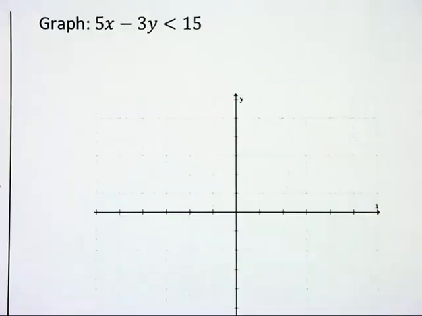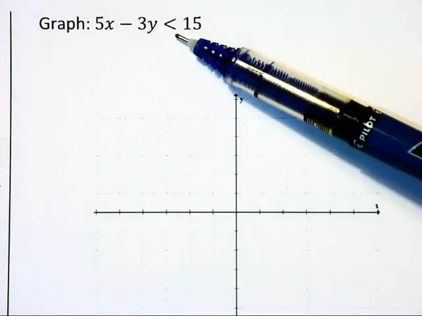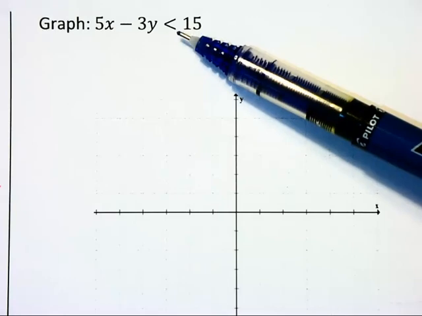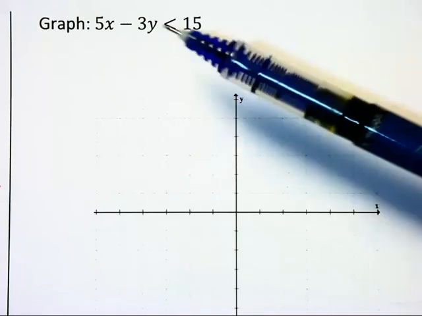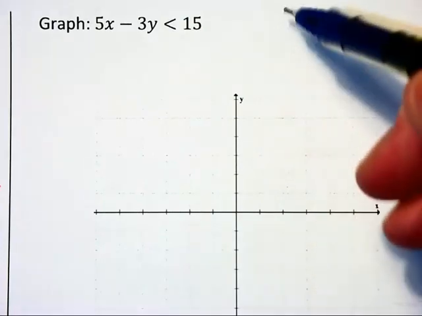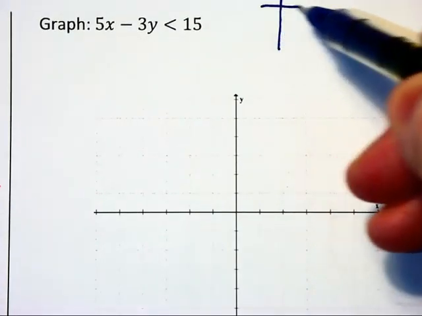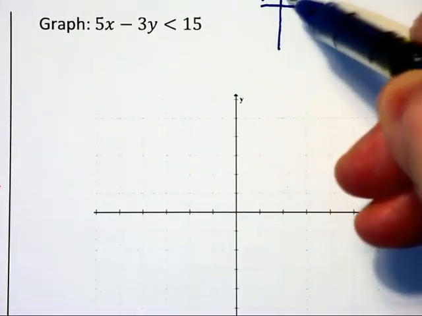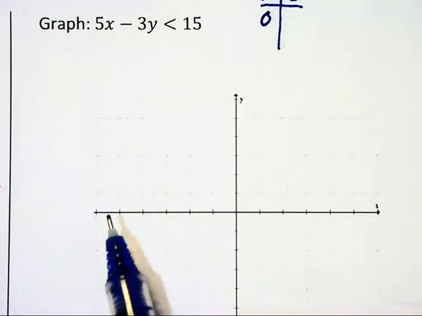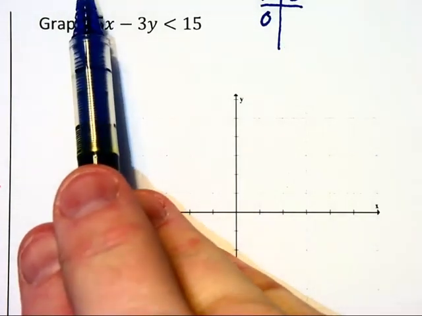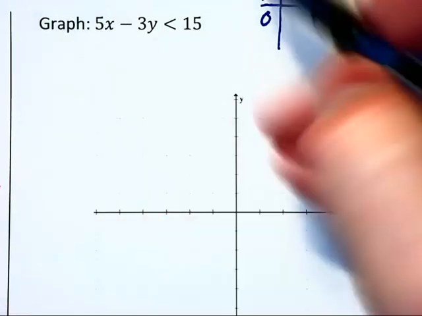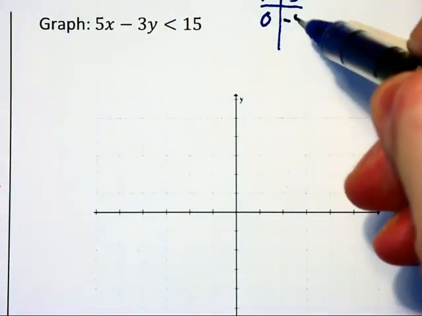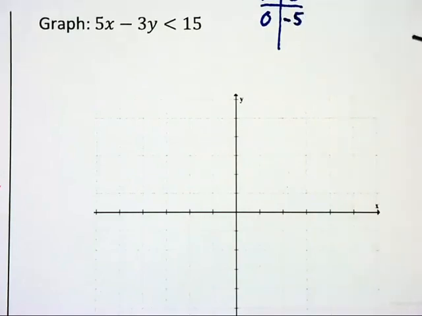Now, on this third inequality, we see that there is a less than in the problem. Do not jump straight into shading below a dashed line. First, we need to look at where the x and y intercepts will be. I'm going to start by substituting 0 in for x. That leaves -3y equals 15, so y equals -5, which, if this were a solid line, would be the y-intercept.